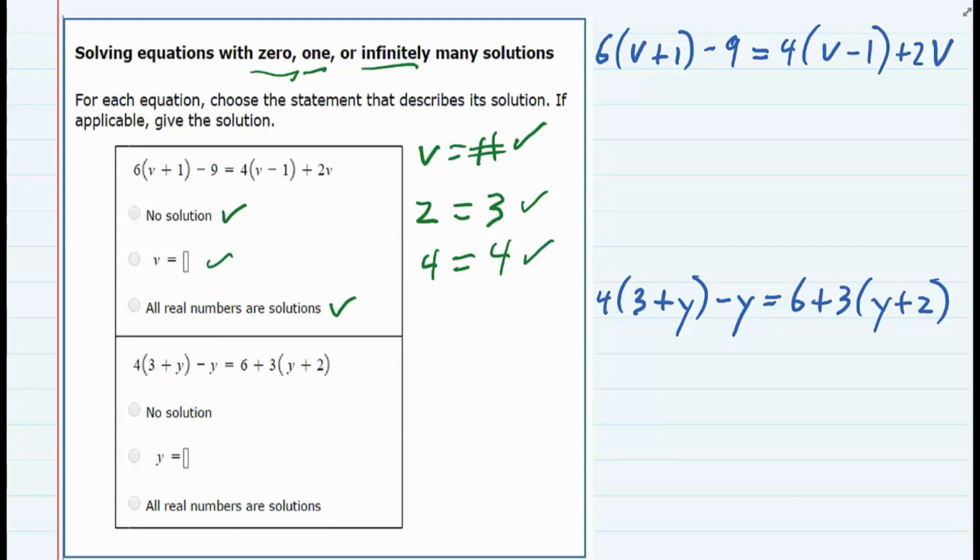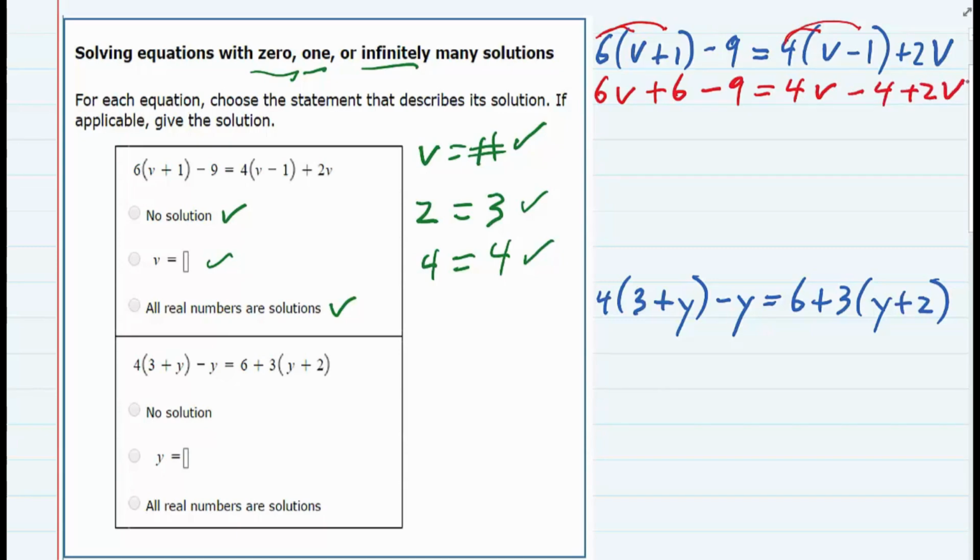So let's try these two equations just to see what happens. Both of them have parentheses in them. The first thing I'm going to do is distribute the number outside to get rid of those parentheses. The first one here will give me a 6 times v, 6v, 6 times 1, 6, minus 9 equals, on the right-hand side, 4 times v is 4v, 4 times minus 1 is minus 4, and bring down the 2v.